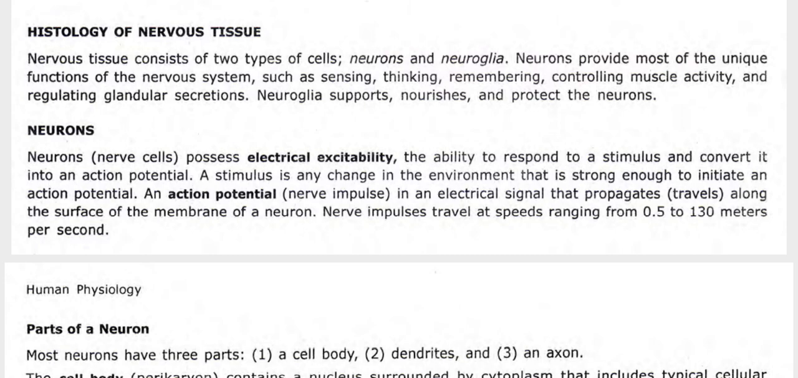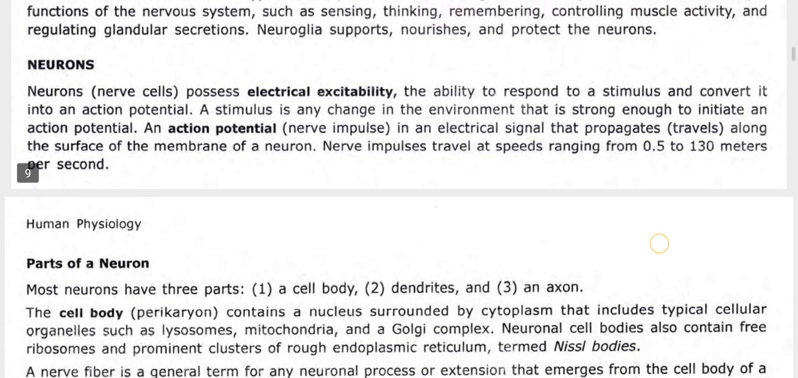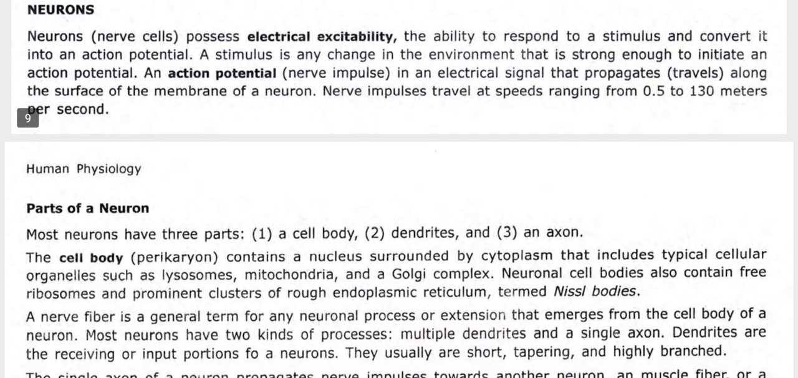First, about neurons. Neurons or nerve cells possess electrical excitability, the ability to respond to a stimulus and convert it into an action potential. A stimulus is any change in the environment that is strong enough to initiate an action potential. An action potential or nerve impulse is an electrical signal that propagates or travels along the surface of the membrane of a neuron. Nerve impulses travel at speeds ranging from 0.5 to 130 meters per second.